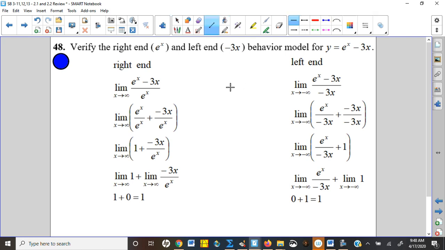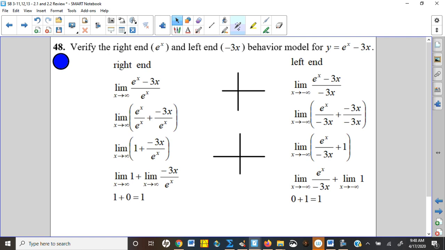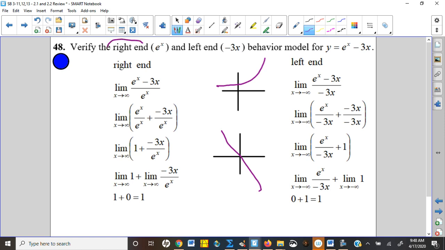So I would take the two parent functions and just kind of get an idea of what I'm looking at. So the e to the x looks like this. The negative 3x is a line with a negative slope, so it probably looks more like this. So it looks like in the right direction, the e to the x is going to be way more powerful. Look at that document that I sent you sometime late last night, early this morning. The most powerful function we have is e to the x. It'll overpower everything. So that's why I've chosen e to the x as my right end behavior model.